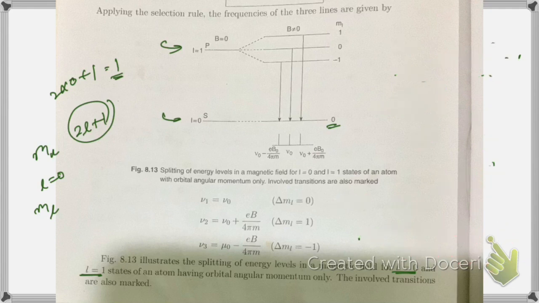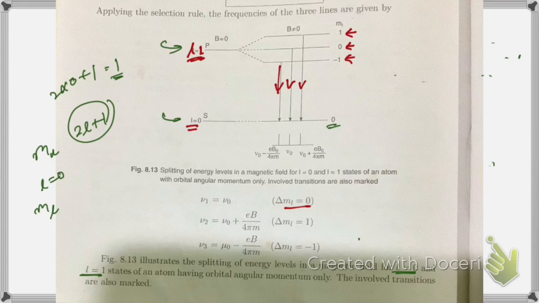Now you see here, this is for L is equal to 1. Here we have the values of ML: this is plus 1, this is 0, this is minus 1. So we have 3 states. And for L is equal to 0, we have one value of ML, that is 0. These are the transitions as I have shown here in this figure.